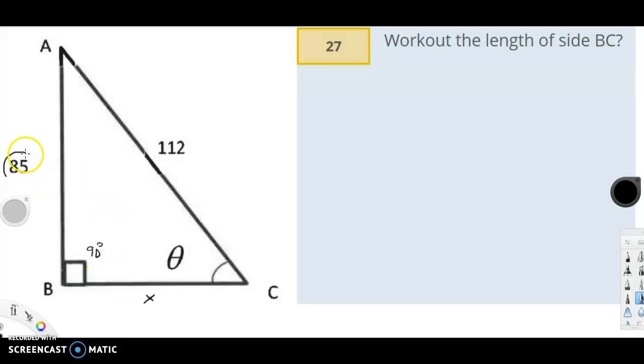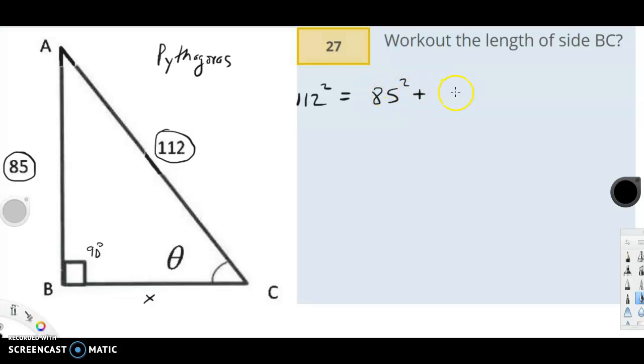we know the lengths of two of the sides, 85 and 112 units, we can use the theorem of Pythagoras, right? And that tells us that the long side in the right angle triangle, the hypotenuse squared, 112 squared, equals the sum of the squares of the other two sides. So we can call this BC, or let's call it X, right? Just to make life easy.